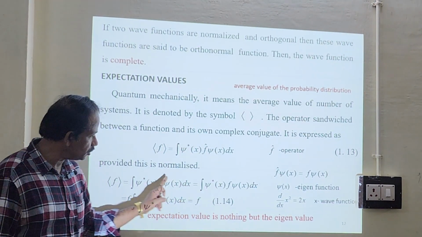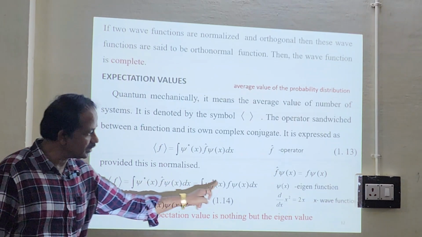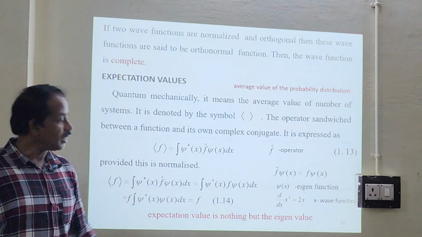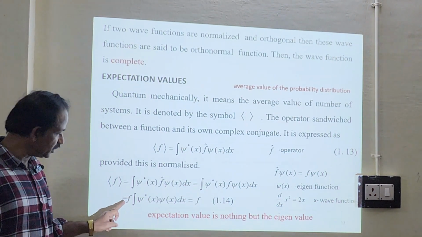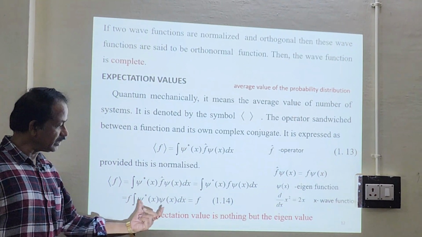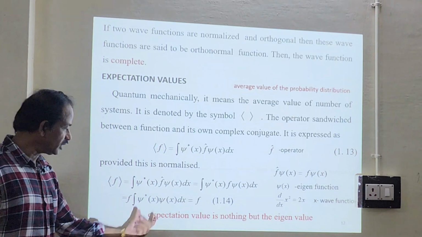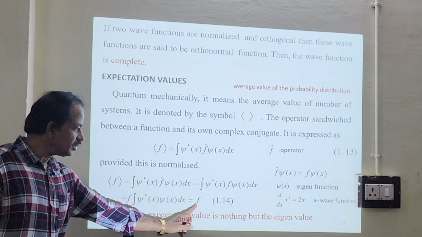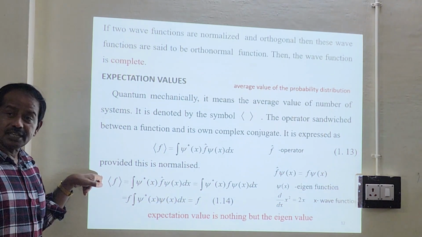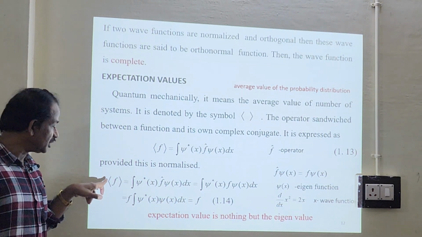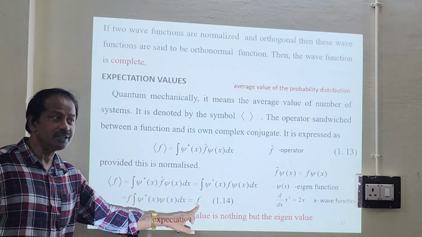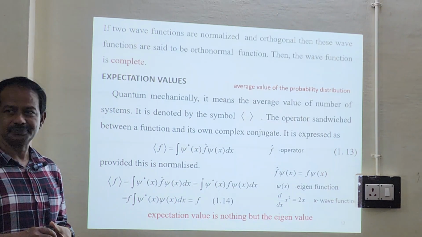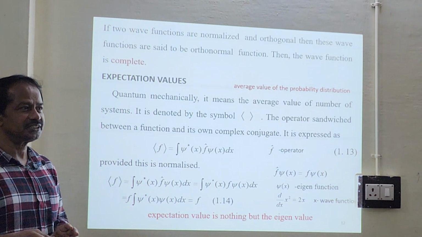Now it's an eigenvalue. Look at this top: there's a cap here, but there is no cap because it has become a number. I can pull this number out. What is the value here? If it is normalized, the answer is 1. So F is nothing but the eigenvalue. I started from the expectation value, so the expectation value is nothing but the eigenvalue of the operator. Is it clear?